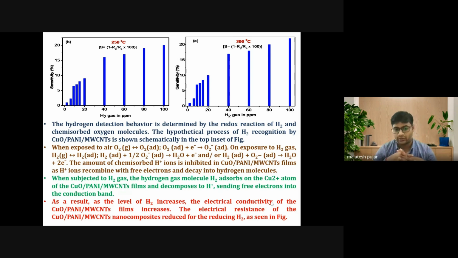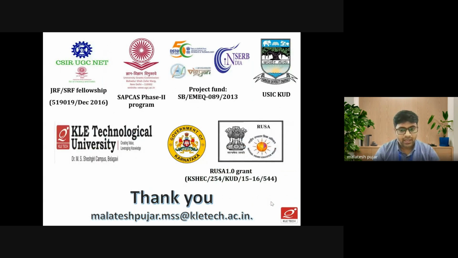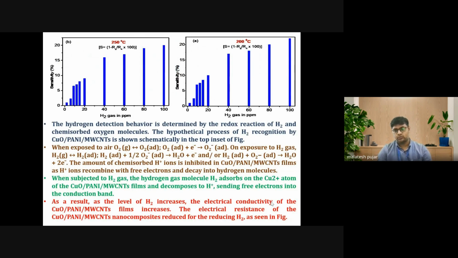When it is subjected to the hydrogen gas, what happens? H2 will be absorbed by the copper 2+ atom, and then the whole nanocomposite film decomposes to H plus ions. That means it will send some electrons that lead to conduction, so we can observe the increase in conductivity. As the level of H2 goes on increasing, the electrical conductivity also increases. If it is increasing, then the resistance is going to decrease. The same thing we observed in our earlier graph. And this is just a part of my work. I tried to finish it by highlighting the sensitivity that we have observed.